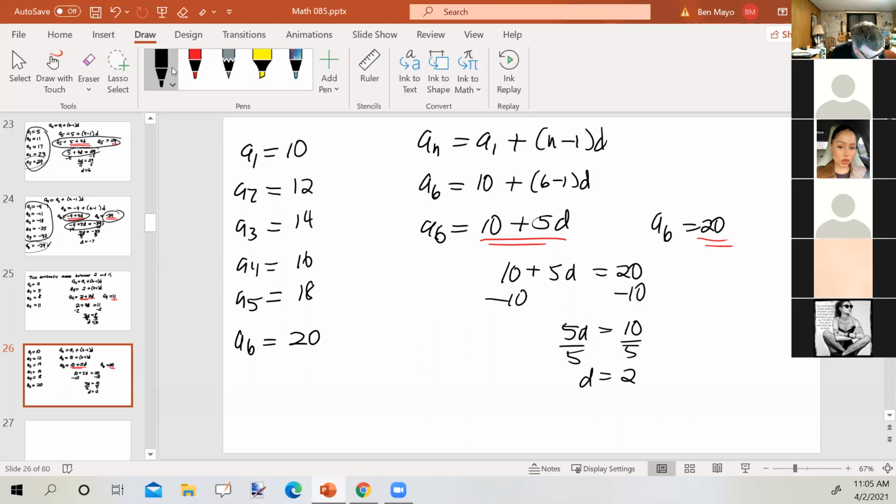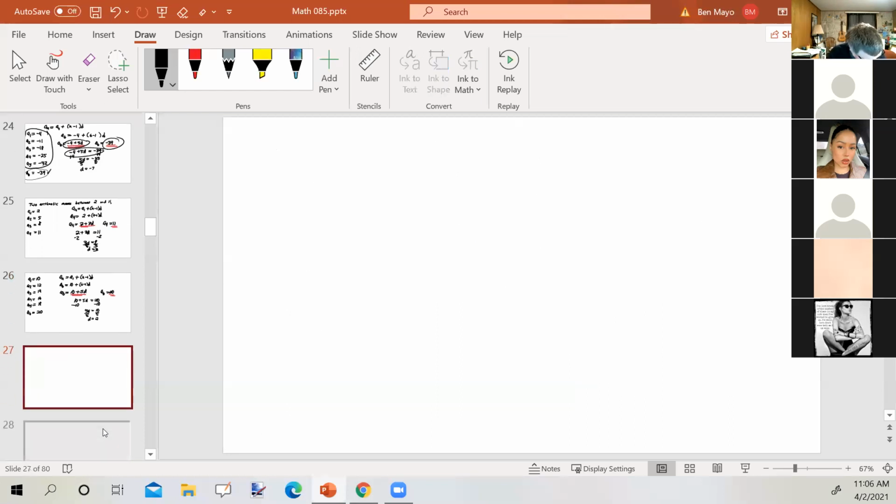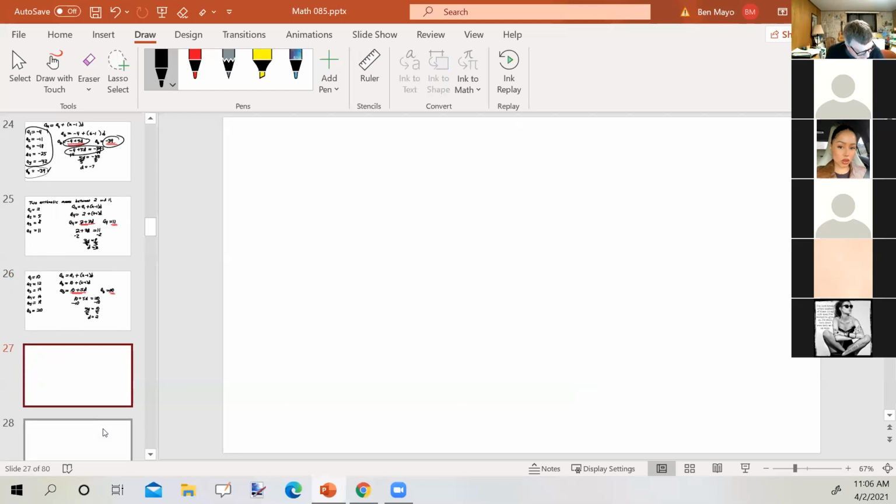Let's do one that's not quite so nice. All righty. We good to go on? Okay. We are to find 3 arithmetic means between 20 and 30. So a sub 1 is 20. Then we've got 1, 2, 3 arithmetic means. So a sub 5 is 30.